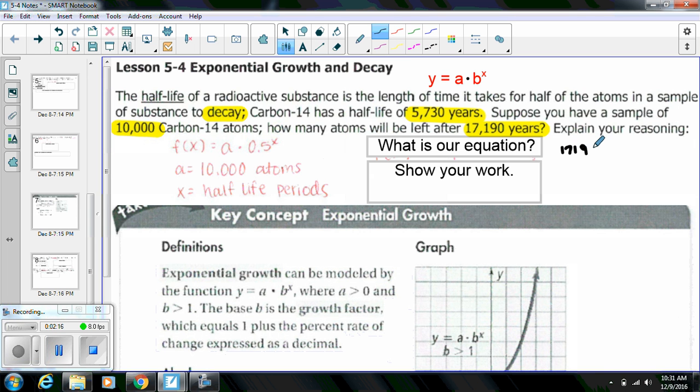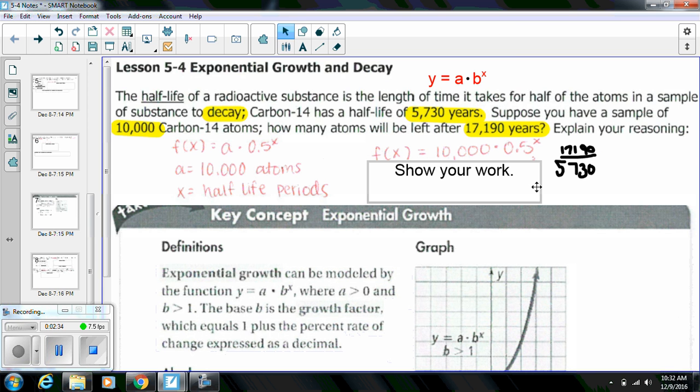Well, we do 17,190 divided by the years in a half-life. I'm so sorry, half-life. So divided by 5,730 years. What do we get? Well, we get that x is going to equal, in this case, 3.